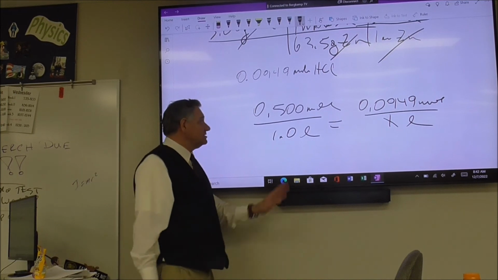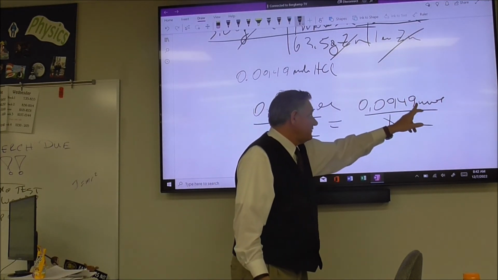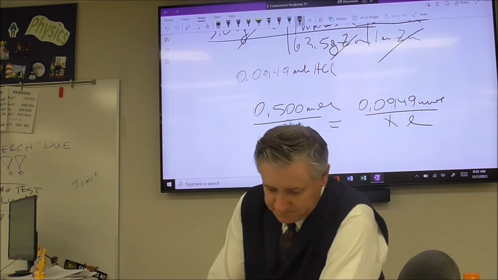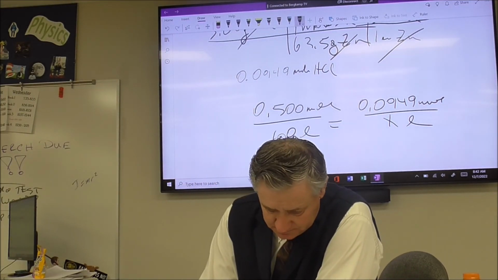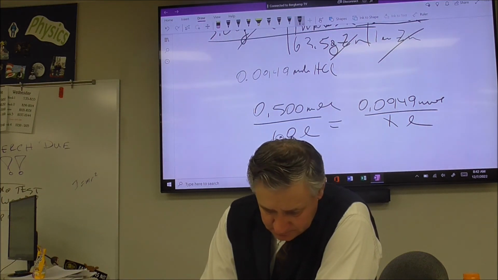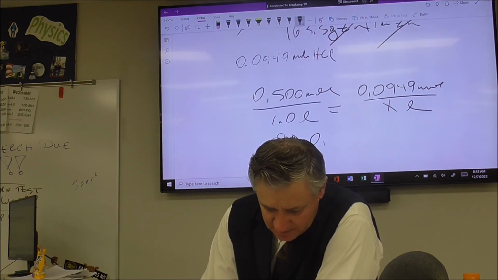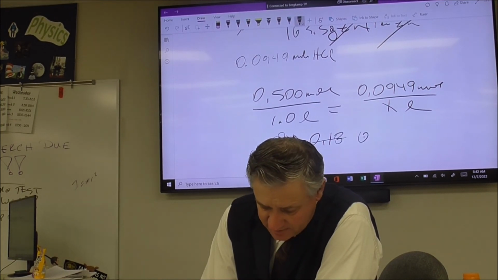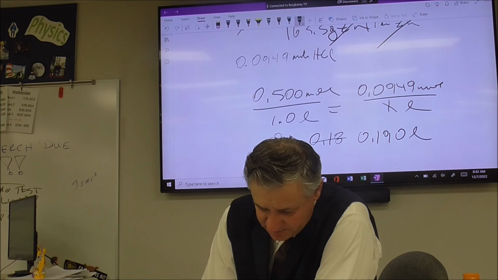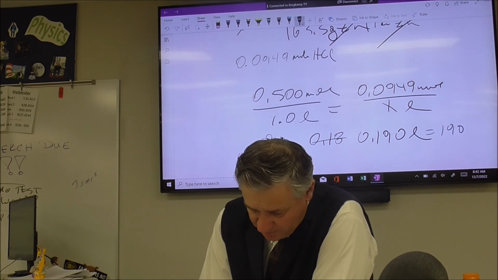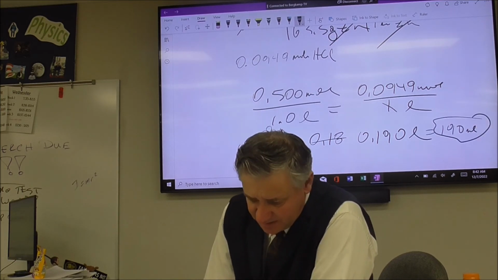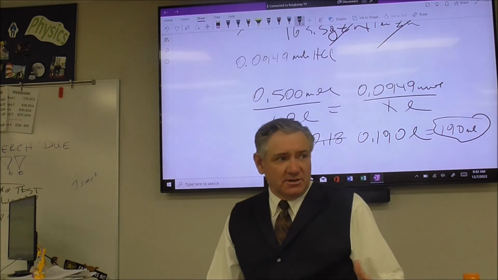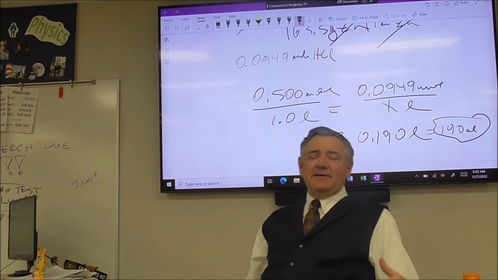It's a ratio. So somebody take 0.0949 and divide that by 0.5. 0.1898. So actually we're going to round this to 0.190 liters, which if you multiply by 1,000 would be 190 milliliters.